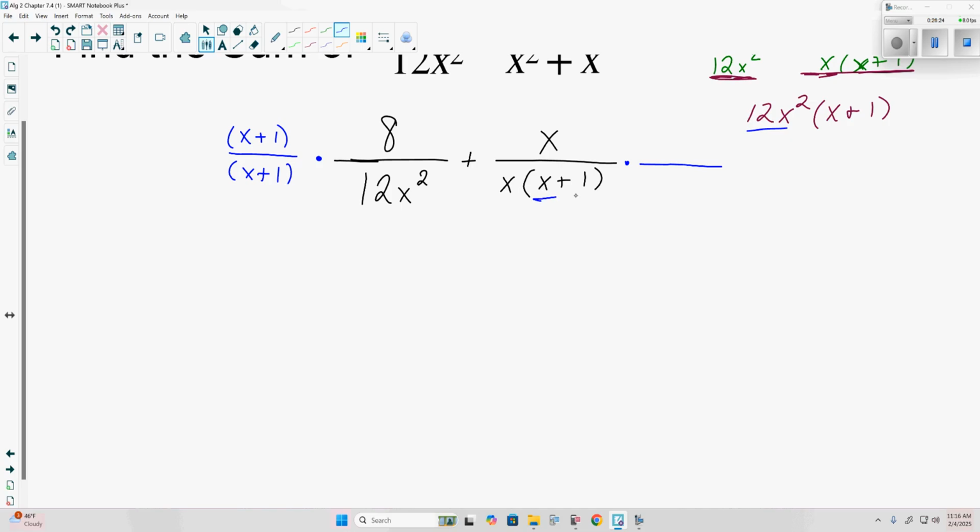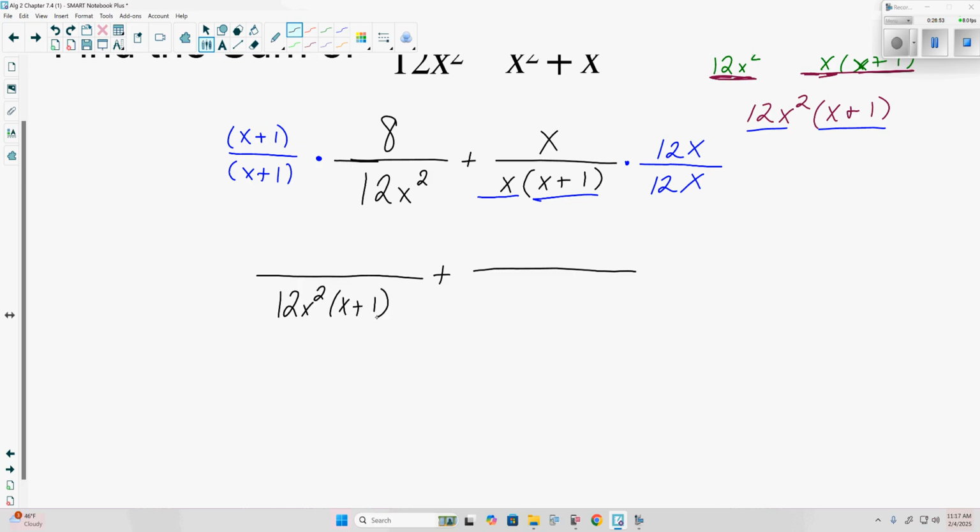The one on the right has the x plus 1 already. We have an x, but we don't need an x to the first. We need it to be x squared. It's missing an x, so on top and bottom, we're going to have to multiply this by x. And it's also missing the 12, so we're going to have to multiply it on top and bottom by 12x. And we're doing this on both of the denominators, both of the bottoms of the fractions. We do get the 12x squared times x plus 1, which does give us these two denominators, which are the same.